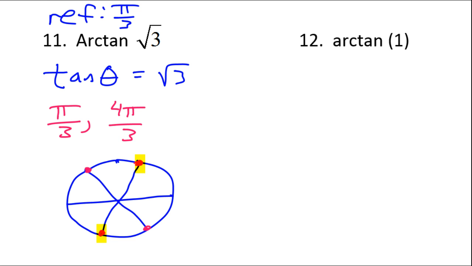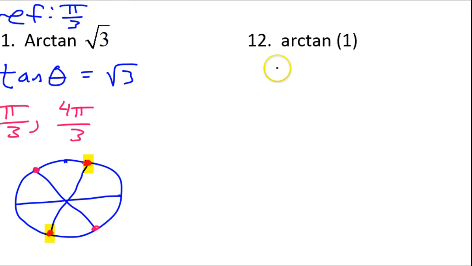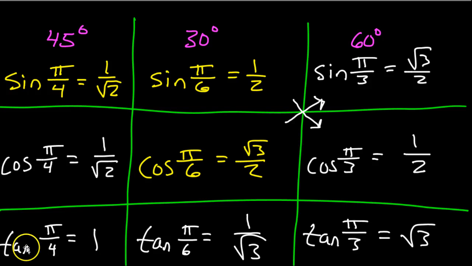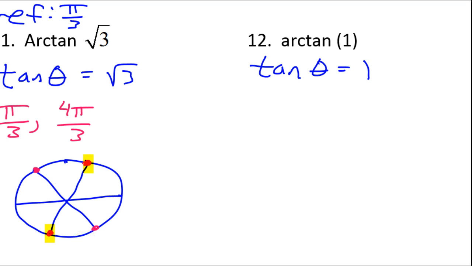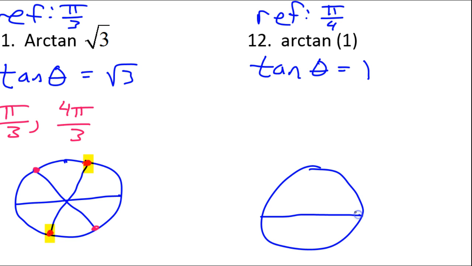Alright, look at number 12. This is asking us the question, tangent of what angle is equal to 1? Well, look at our scratch paper. Tangent of pi over 4 is 1. So that gives us the reference angle. Okay, let's do our sketch. We're sketching pi over 4s in honor of the reference angle.